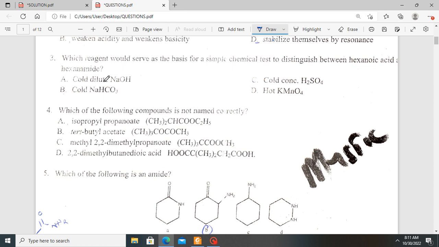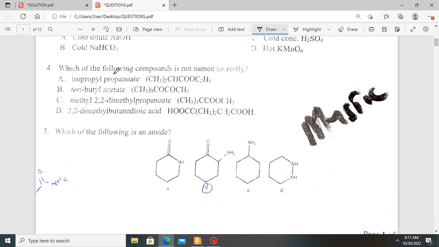When you treat carboxylic acid with sodium bicarbonate, you are going to evolve carbon dioxide, which you can test by passing it through lime water to form a milky substance. So sodium bicarbonate can be used to distinguish between hexanoic acid and hexanamide, which is a carboxylic acid and an amide.